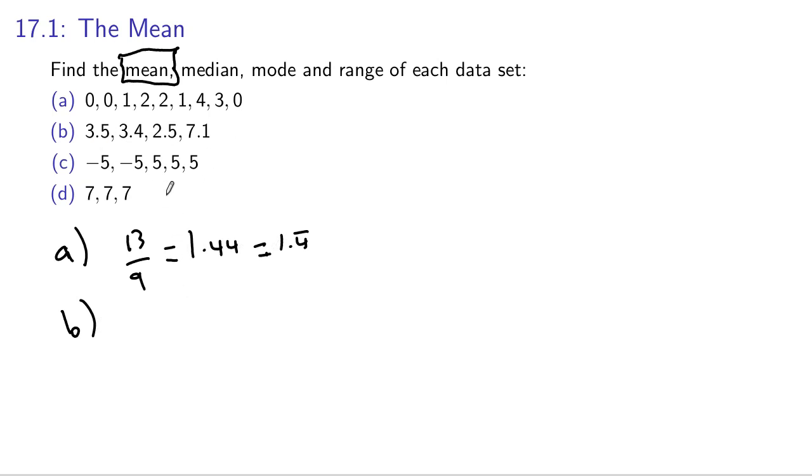B, here we have, not B. Next, so that was the mean. So the mean is 1.4.